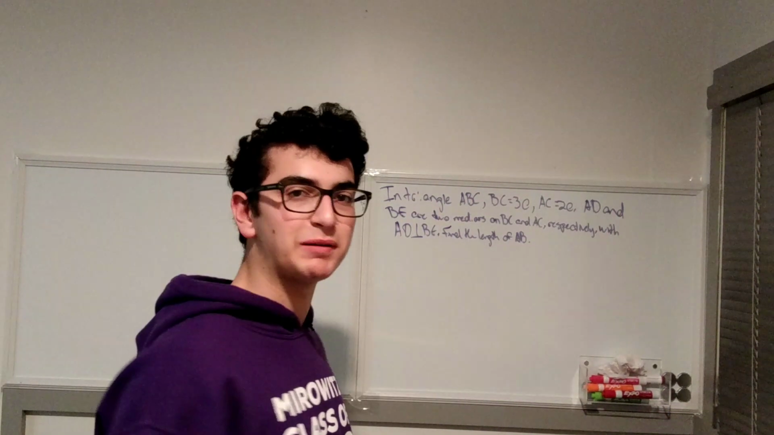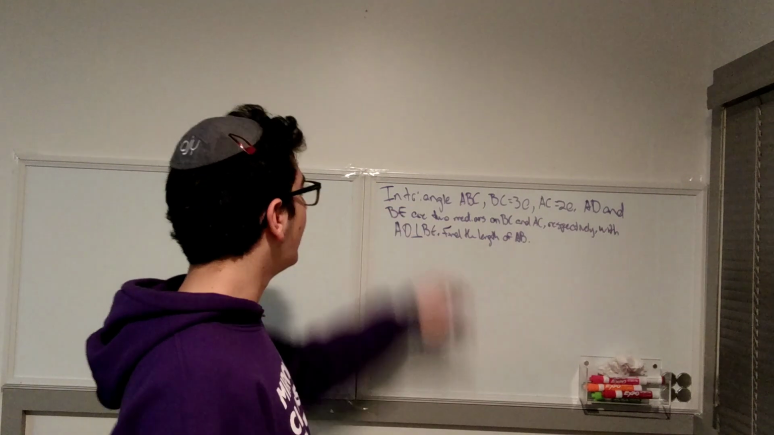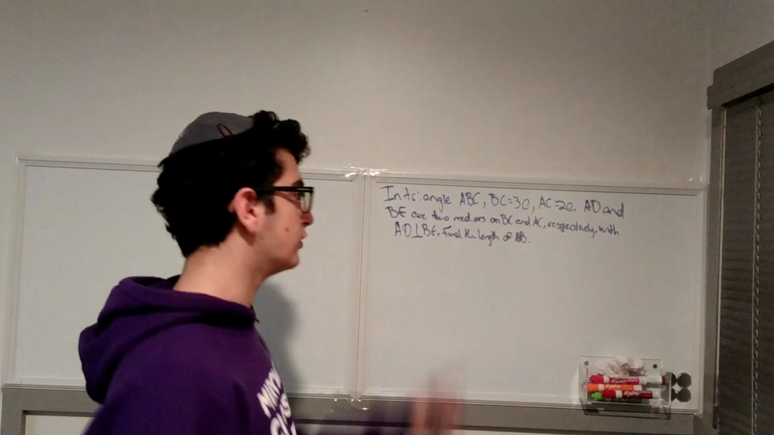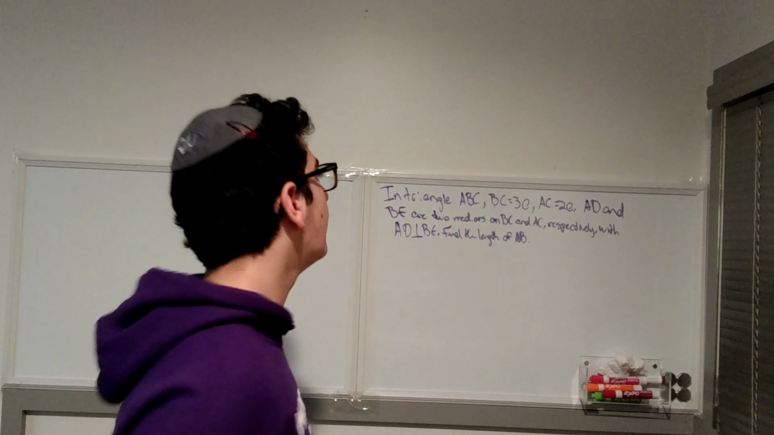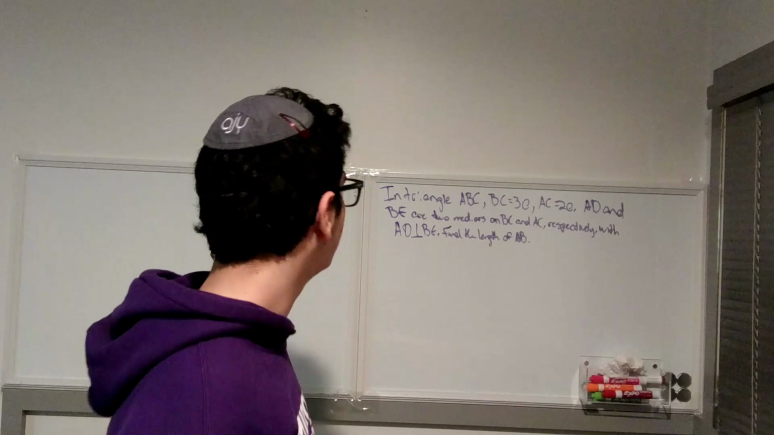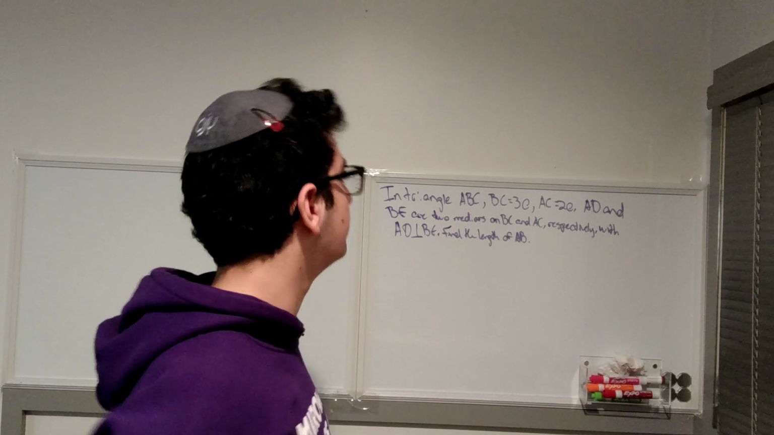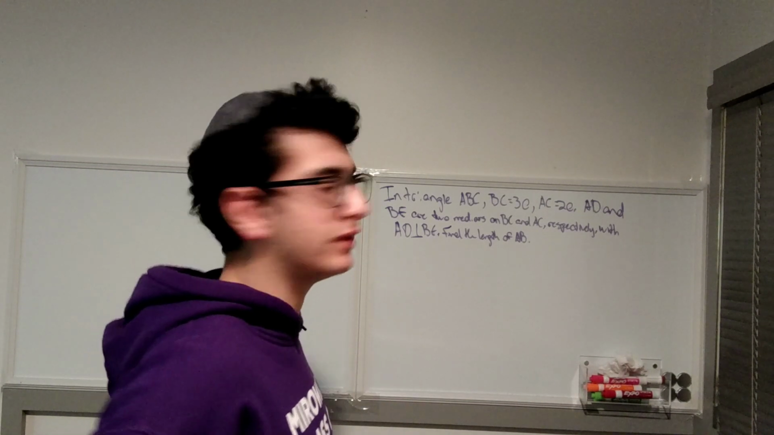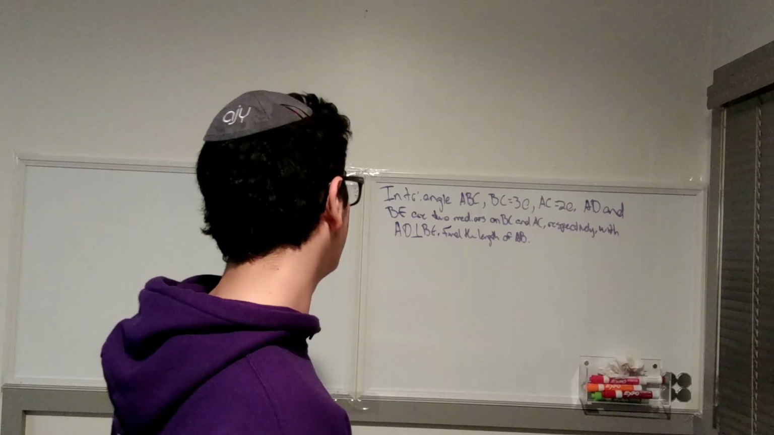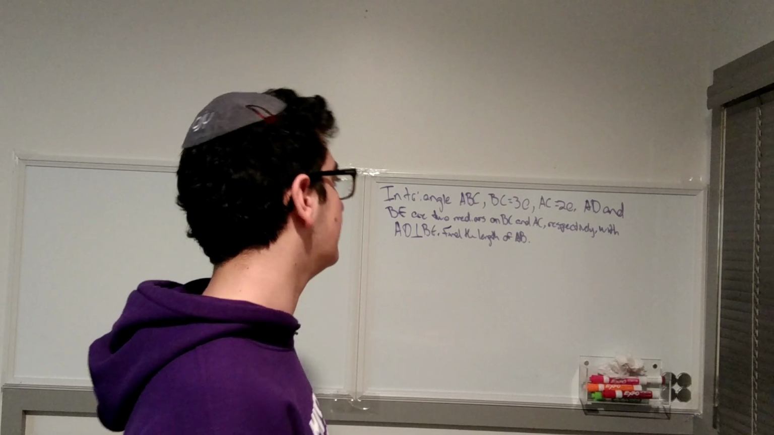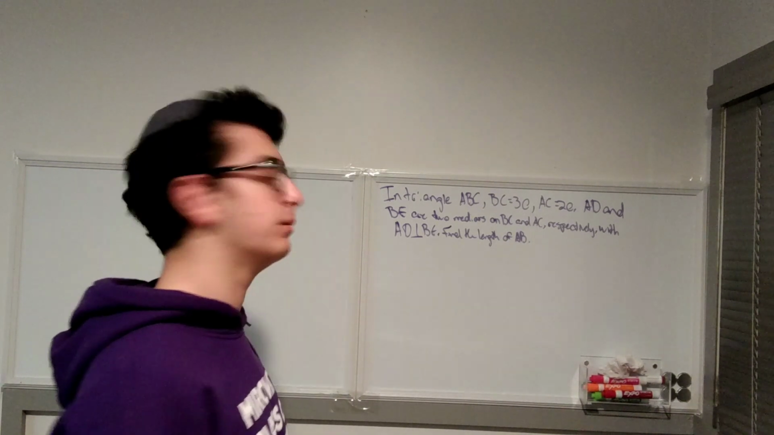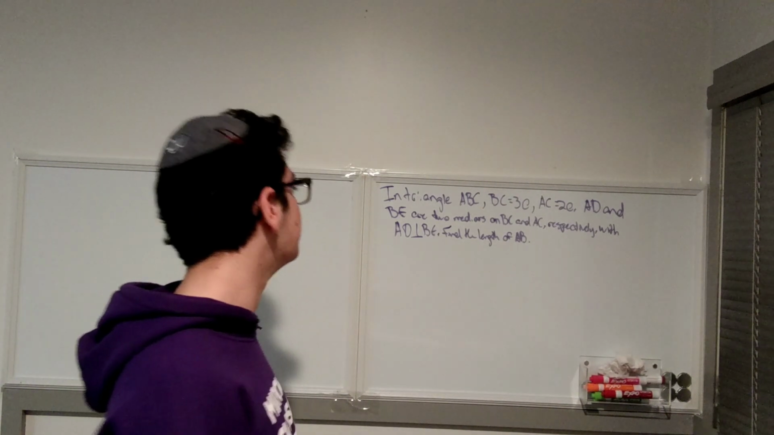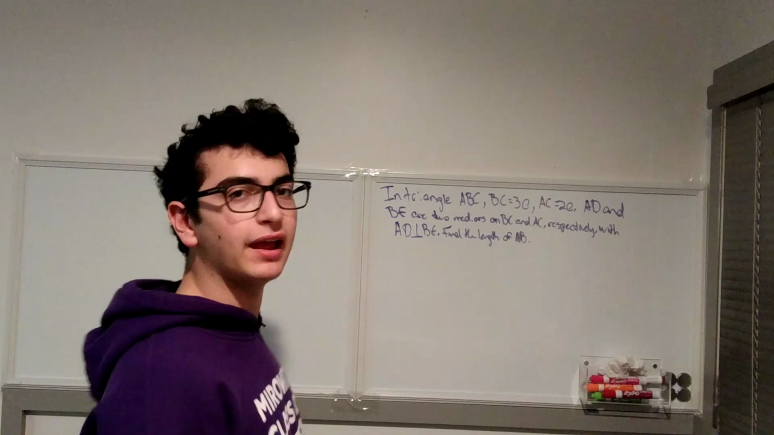Here's a cool math problem I have for you guys. In triangle ABC, BC is 30, AC is 20, and AD and BE are two medians on BC and AC, respectively, with AD being the perpendicular bisector to BE. Find the length of AB.